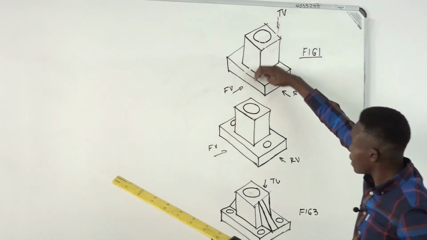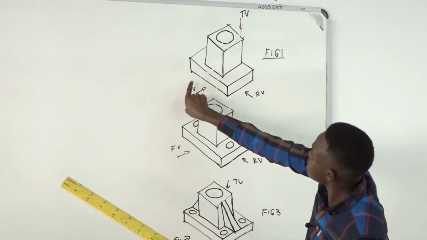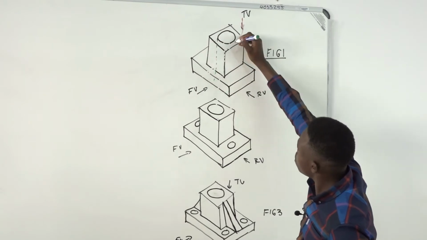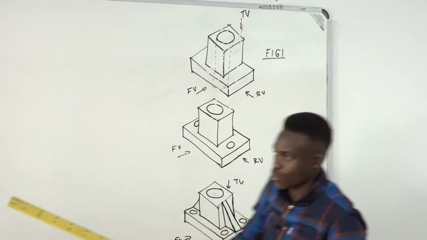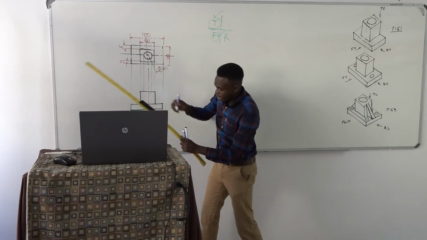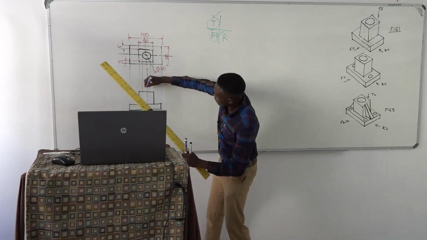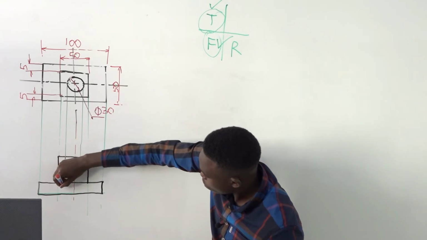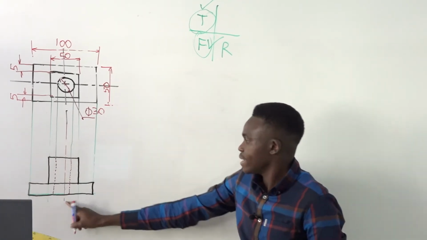There's a hole running through, but when you are on the front view side, you can't see that there's a hole. That's why I'm going to use hidden details to show that there's a hole running through. I'll use a red marker to represent hidden details. So there you go. Those are your hidden lines.